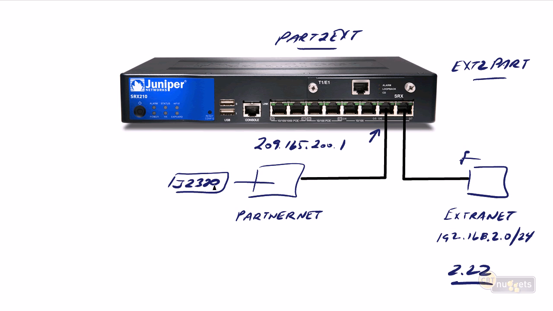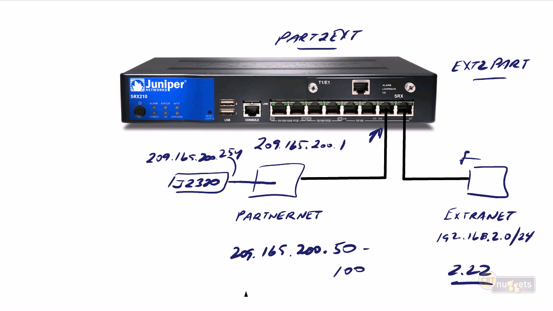So we'll look at the configuration here. So I've got this J2320, which is a router at the partnernet, and the address of this interface on this router is 209.165.200.254. So what I want to do is create a pool of addresses, okay? Really a pool of addresses that are going to translate on this interface. And that pool would be something like 209.165.200.50 through, let's say, 100, okay?